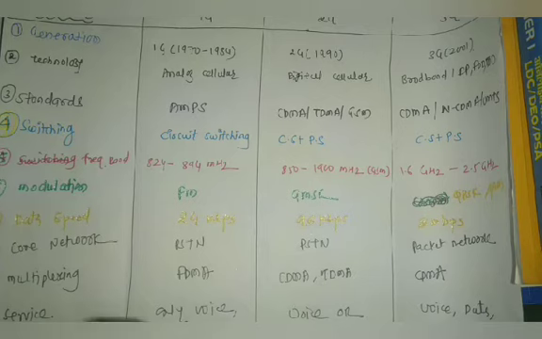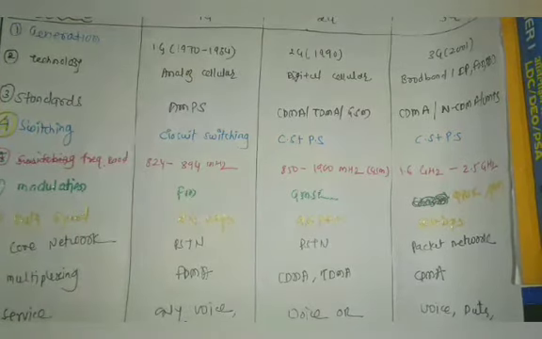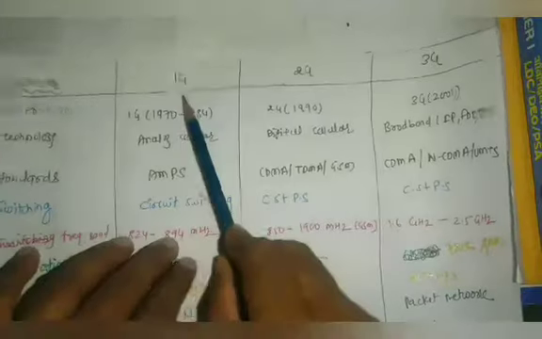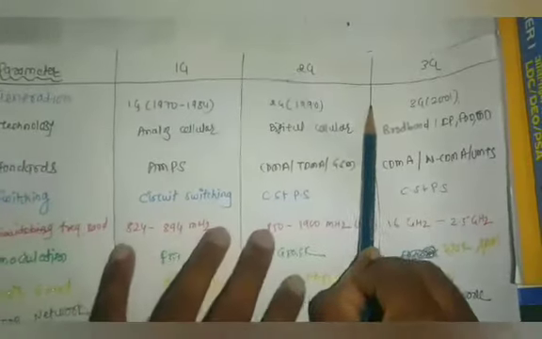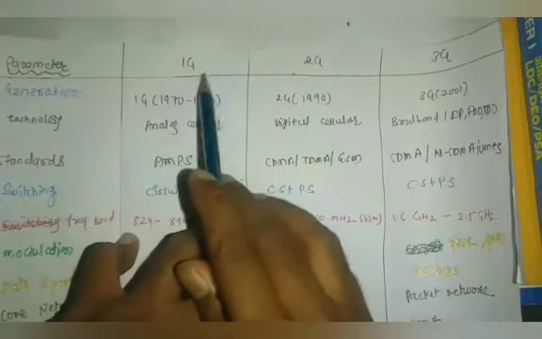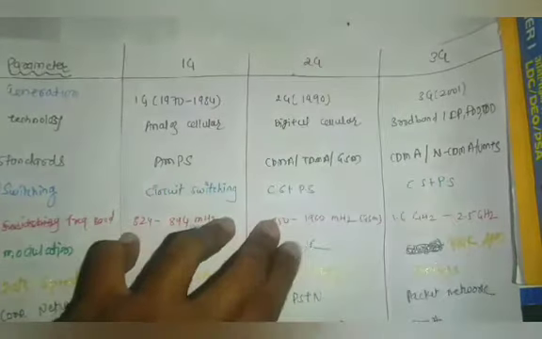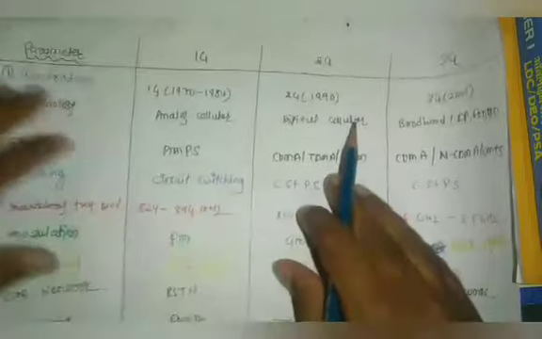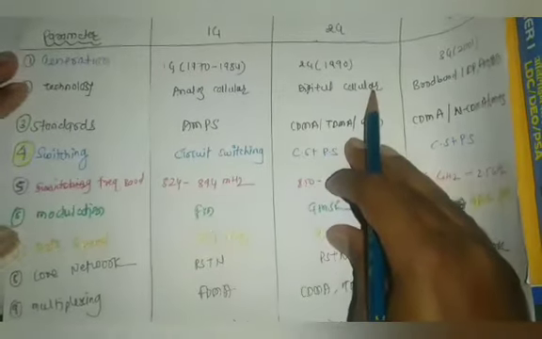Morning friends. Today we will see what the differences are between 1G, 2G and 3G. These are the basic generation systems: 1G, first generation, 2G, second generation, and third generation. This will be asked often in your exams.